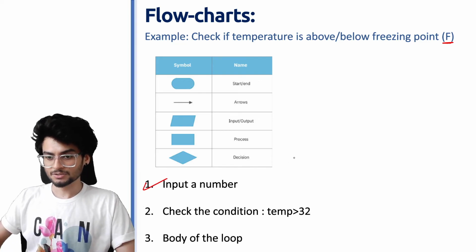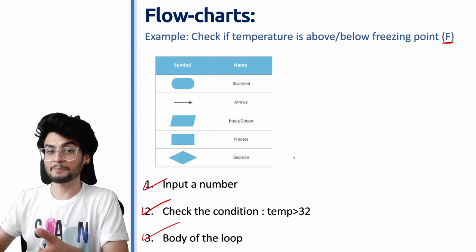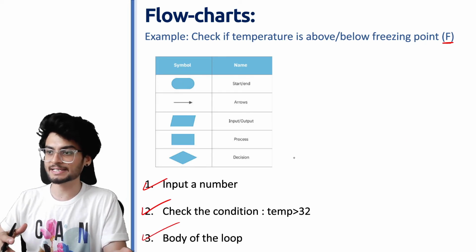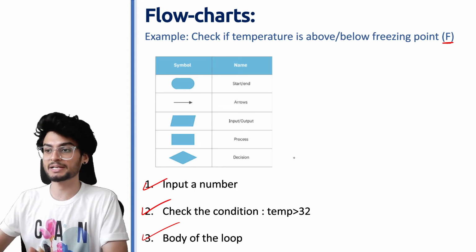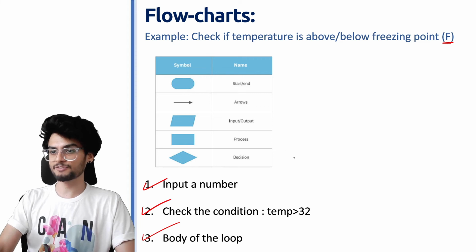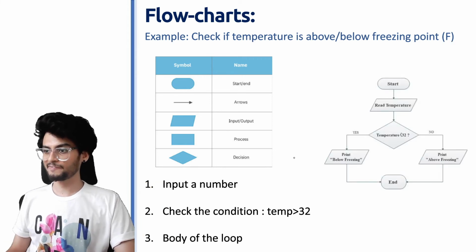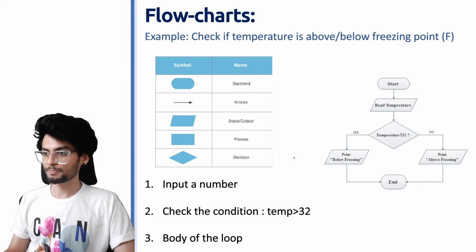We check the condition after taking an input, and inside the body of loop we just print if the temperature is above 32, we can say it is above freezing point. If the temperature is below, we can say it's below freezing point. In order to create a flow chart for this example, it will look like this. So please have a look at each of these parts carefully.